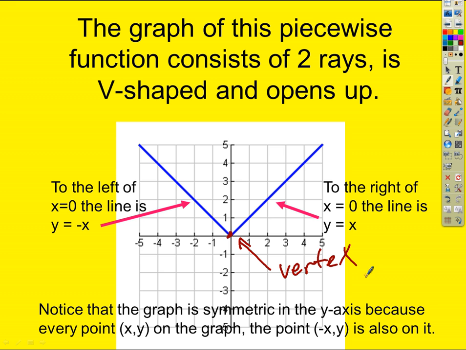Okay? The vertex is the most important point. If we're going to graph an absolute value function, a V, the best way to do it is to start with the vertex and just sketch the legs from there. So the vertex is really key.